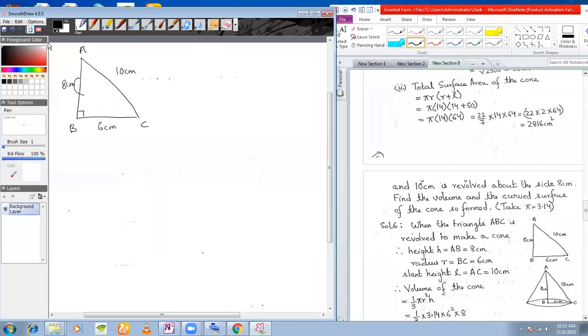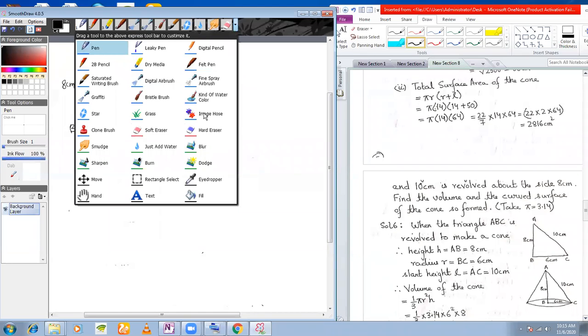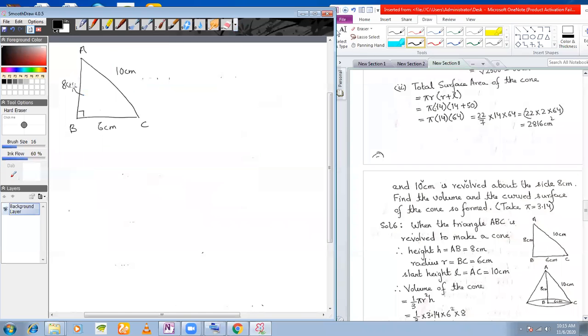This side is your axis, in fact. So this side is your axis, 8 centimeter. This is being rotated, that is, this is rotated in this way, and a cone is generated. The question is to find the volume and the curved surface area of the cone.